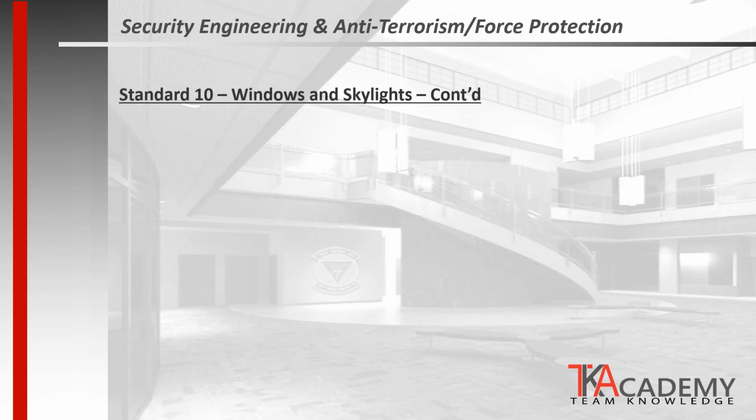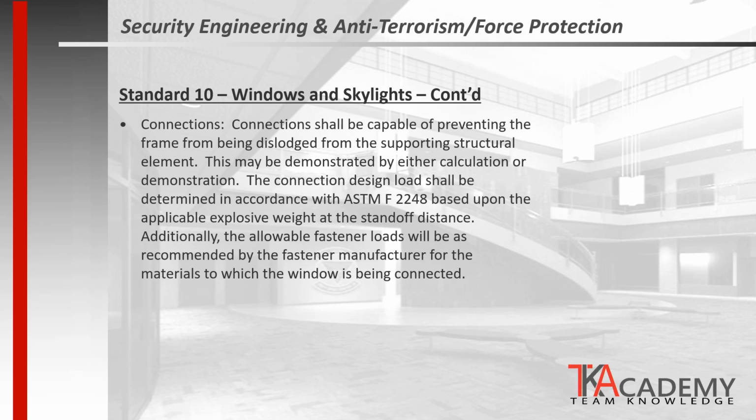The entire premise for blast mitigation at windows is to be able to keep the window and the glass from becoming dislodged and thrown inward into the inhabited portion of the building. This relies heavily upon the connections which attach the window frame to the adjacent substrate to be able to transfer those blast loads to the building structural system. The connection design load shall be determined according to ASTM F2248 based upon applicable explosive weight at the standoff distance. The design of this connection must be proven by either calculation or by demonstration.